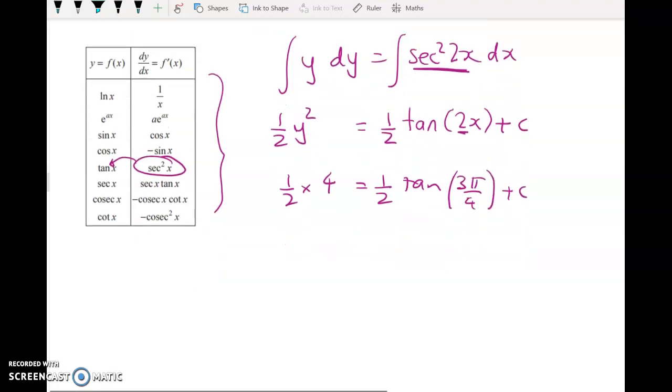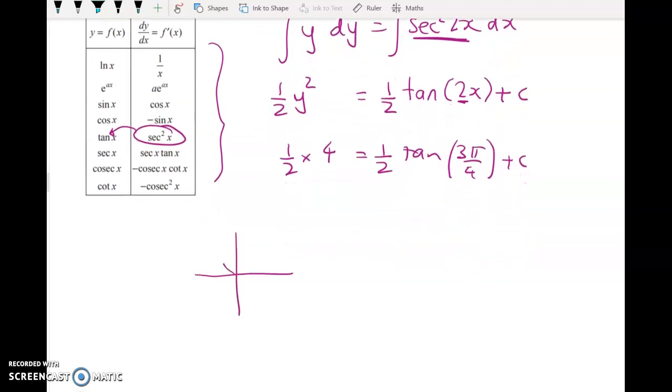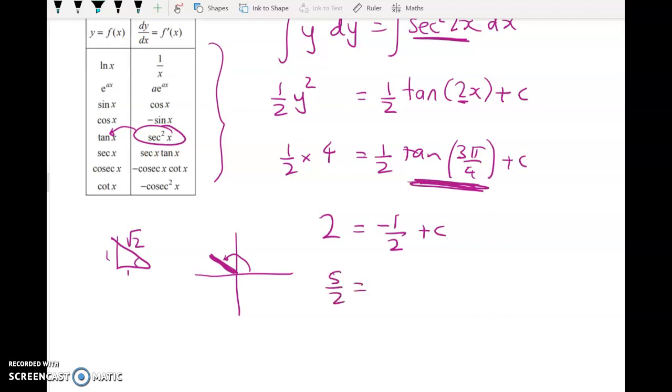plus c. Now tan of 3 pi on 4 is one that we should know. It's sitting over here, so there's 3 pi on 4. Tan of pi on 4 is 1. So tan of 3 pi on 4 is negative 1. So we've got 2 is equal to negative 1/2 plus c, because that's negative 1. That gives us c of 5 over 2.